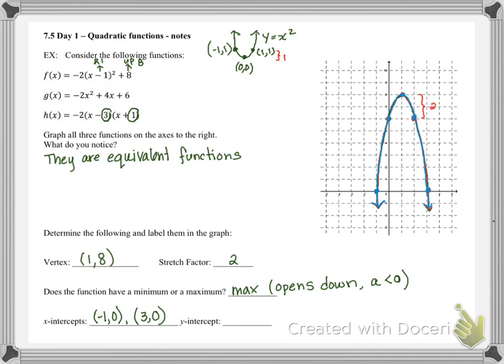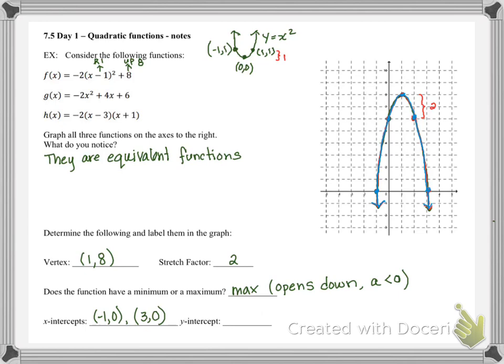And that makes sense, right? Because we get x-intercepts by replacing our output with 0, setting our function equal to 0. And h of x is in factored form. It's a product, right? So if we set it equal to 0, that's the same as setting x minus 3 equal to 0, which would give us 3, and x plus 1 equal to 0, which would give us -1.